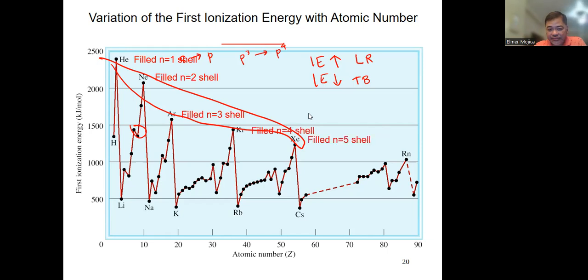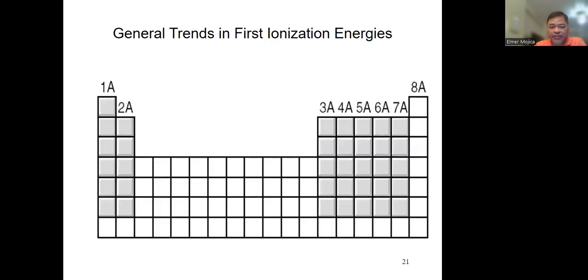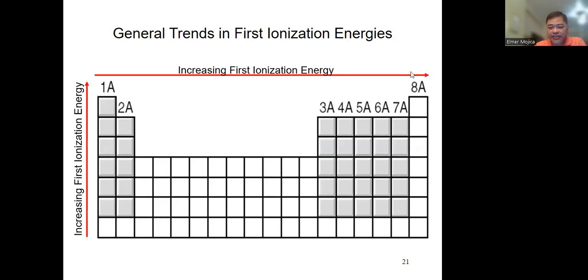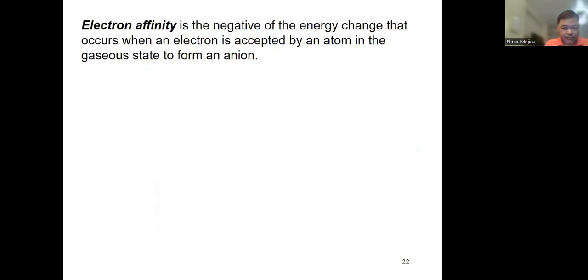Okay? So if we're going to look at the trends of the ionization energy, it's like this. The reverse of atomic size. Now, if ionization energy deals with removal of electron, electron affinity deals with addition of electron. So when we're talking about ionization energy, mostly it happens on metals. When we're talking about electron affinity, mostly it happens on non-metals.